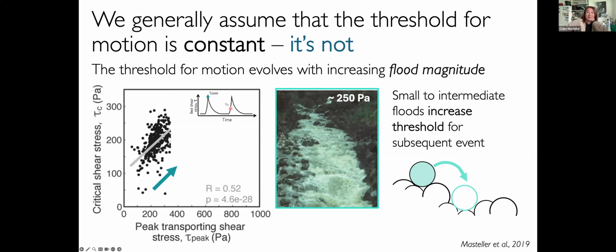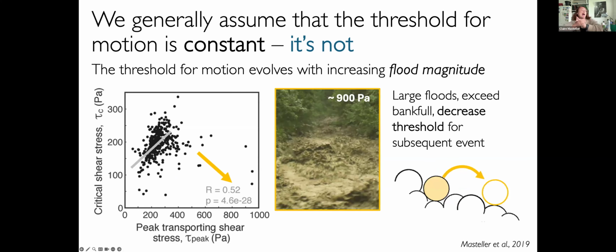Now, we can also look at our highest discharge events that the Erlenbach sees. During these events, we always see sediment transport in the river. Often these events exceed the bankfull condition. And for these largest flows, the threshold for motion becomes independent of our prior flow events. We can see that for our most extreme events here, the threshold for motion decreases significantly and the bed seems to be reset to its weakest state.